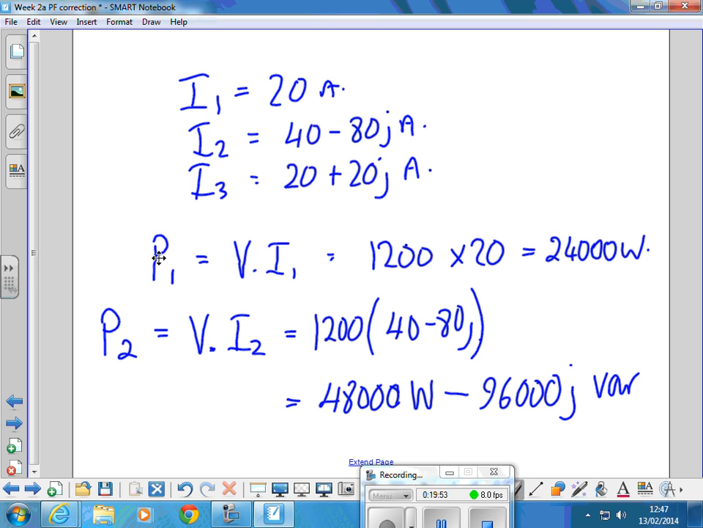Didn't think that looked like enough. Yeah, because that's 1200 times 40, which is 48,000. And 96,000 is right, J var. So there's a power with a real and a complex part. The real part is the watts. The imaginary part is the reactive power in var.